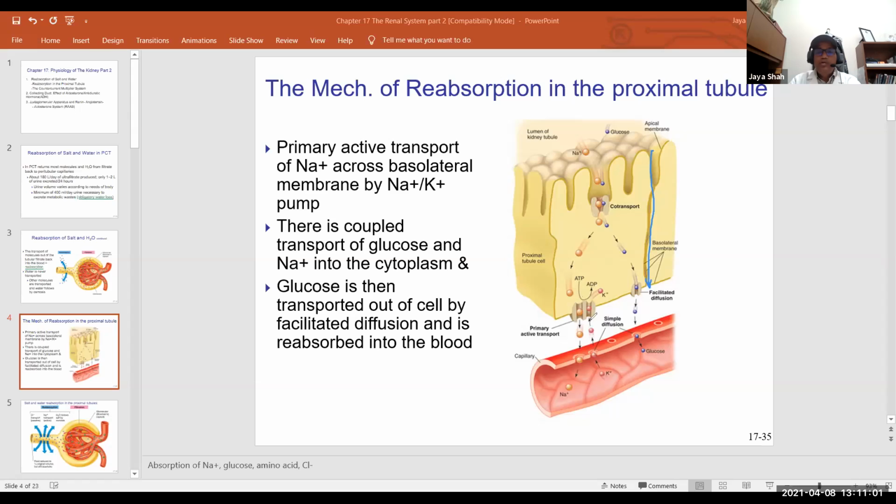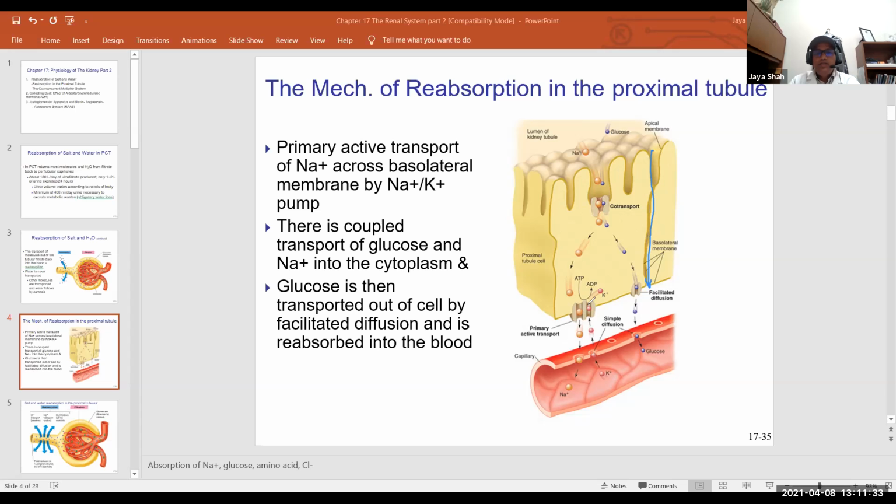The membrane protein transporters use ATP, breaking it down into ADP, and energy is formed. With that energy, they transport sodium against its gradient, from lower to higher concentration, into the interstitium. And once in the interstitium, it is high, so by diffusion it then enters the nearby blood vessel.